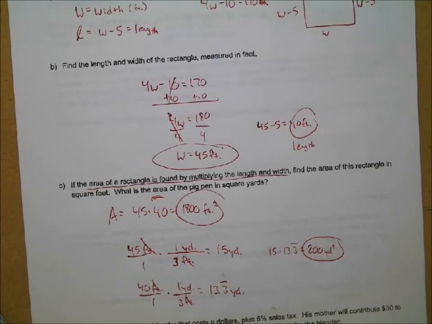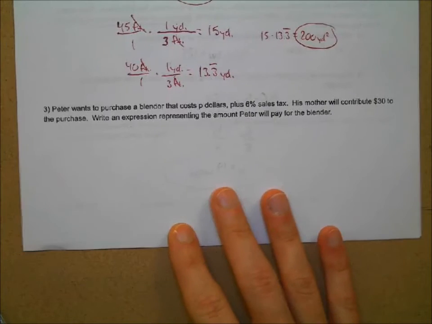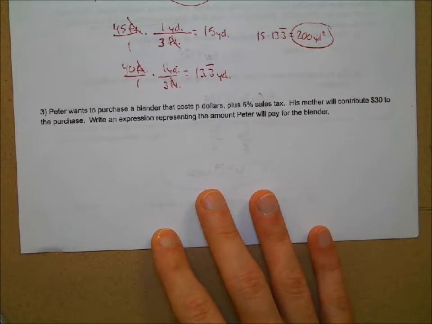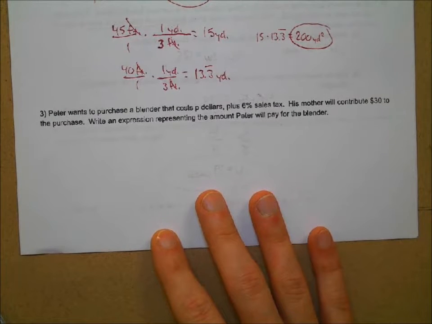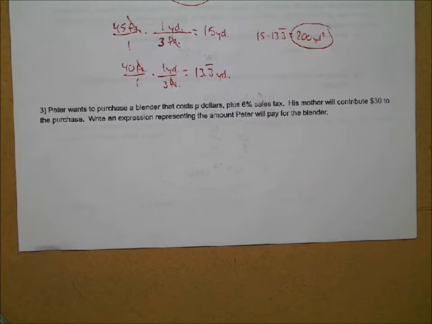We'll keep going. Number 3, Peter wants to purchase a blender that costs P dollars plus 6% sales tax. Okay, this is starting to sound like which problem from the warm-up? Number 2, yeah, right. One that Danny did. So he wants to purchase a blender that costs P dollars plus 6% sales tax. His mother will contribute $30 to the purchase. Write an expression representing the amount Peter will pay for the blender. Okay, so this one's a little bit different here. Peter wants to purchase a blender that costs P dollars. So we already know the variable here. P is number of dollars.